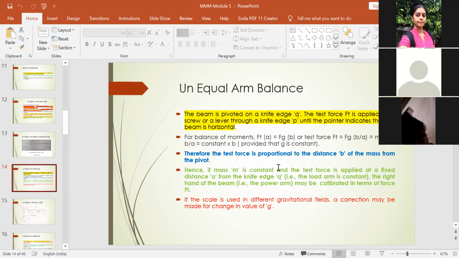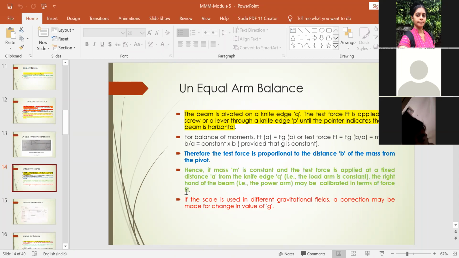So here M is constant and the test force is applied at a fixed distance A. I told you this also from the knife edge. So the right hand of the beam is the power arm, which could be calibrated in terms of the test force F. So this is the method which has been used in order to calculate the unknown mass. And in different locations, if you are using this unequal arm balance, there will be slight variation in the gravitational forces also. So accordingly, you will be getting some corrections, some modifications in the value of the unknown mass we have to determine.